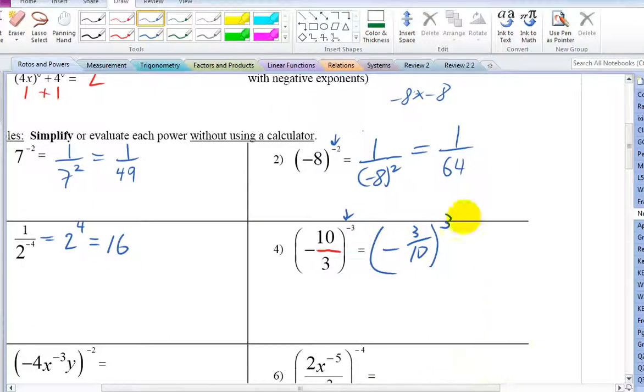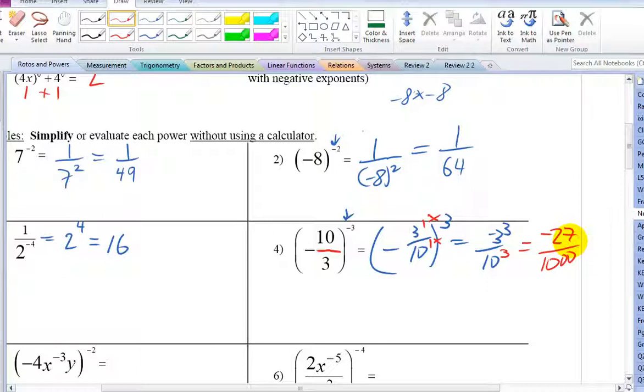Okay. Now, because it's cubed, let's put this negative sign up top. And it's negative 3 cubed over 10 cubed. Okay, so we multiply it in. 1 times 3, 1 times 3. Negative 27 over 1,000.